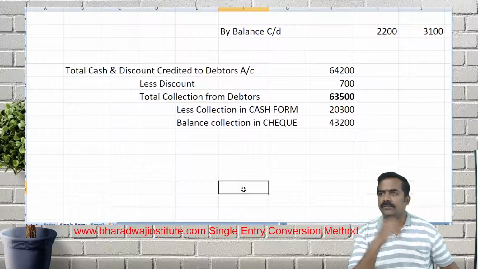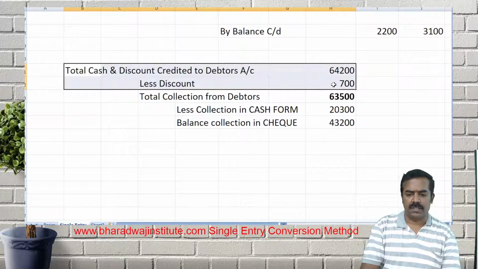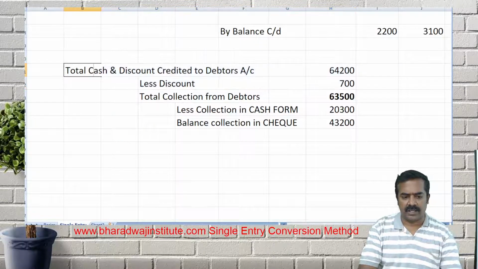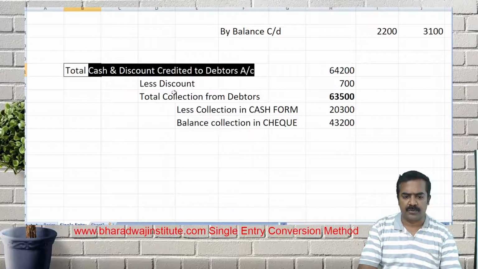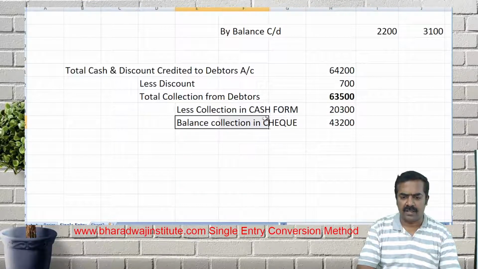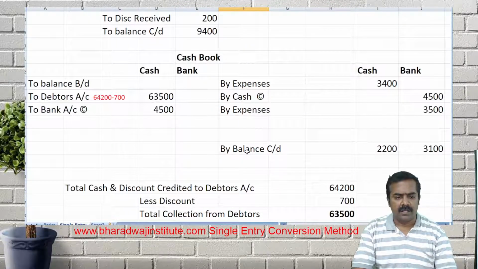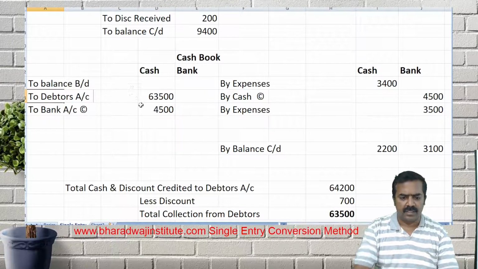Any doubt in it? In total collection, eliminate the discount, because cash and discount totally credited is 64,200. Eliminate discount, total collection, and that cash collection is there. Balance in what? Check form. Now, when we record this, will you put everything in the cash column? No. Cash collection how much?